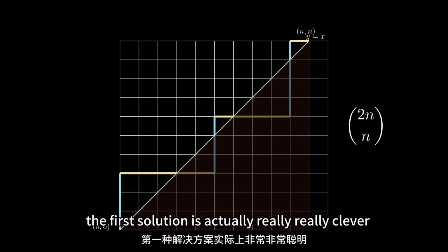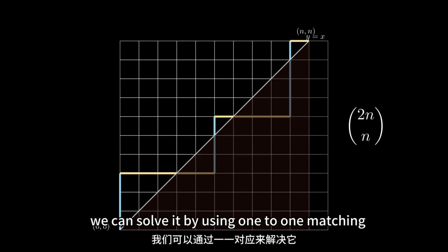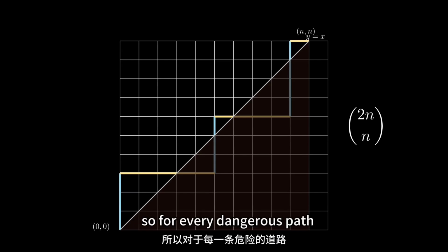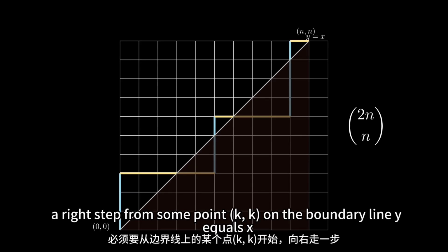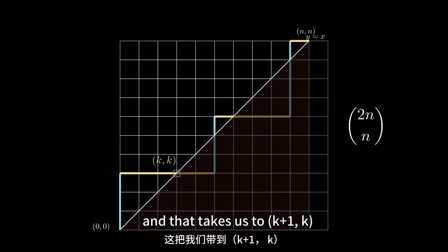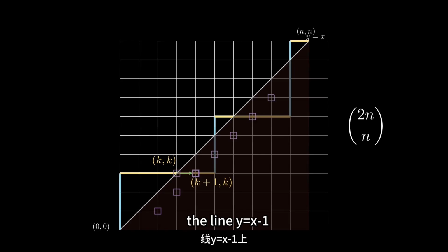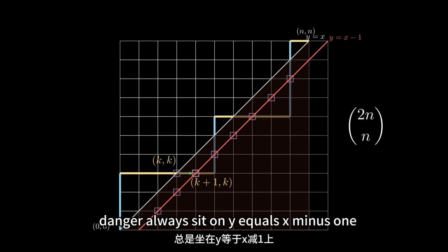The first solution is actually really clever, and it's my favorite solution. We can solve it by using one-to-one matching. You can also call it bijection if you want. So every dangerous path first enters the dangerous region below y equals x by taking the right step from some point (k,k) on the boundary line y equals x. And that takes us to (k+1,k). Notice that all these points lie on the line y equals x minus 1. So the very first point where we step into danger always sits on y equals x minus 1.